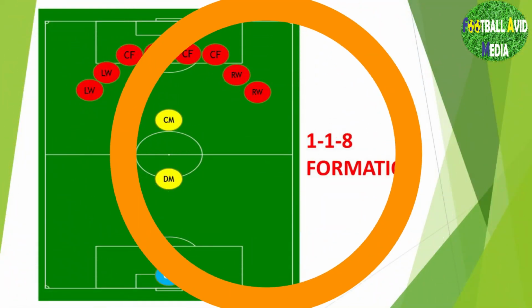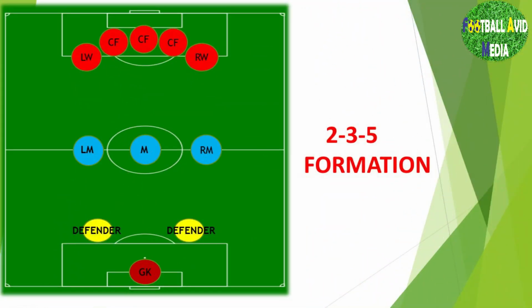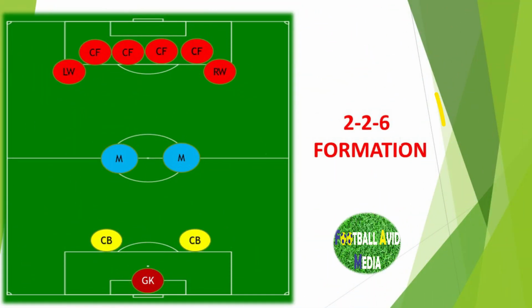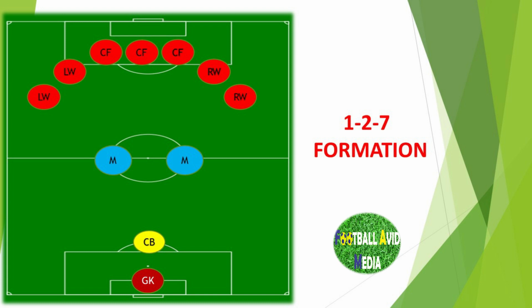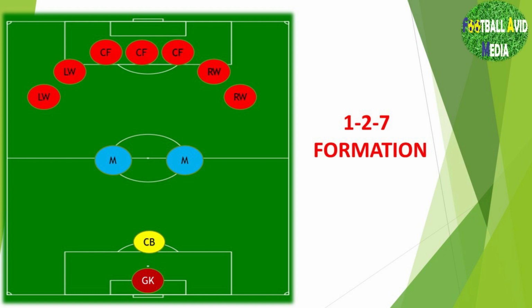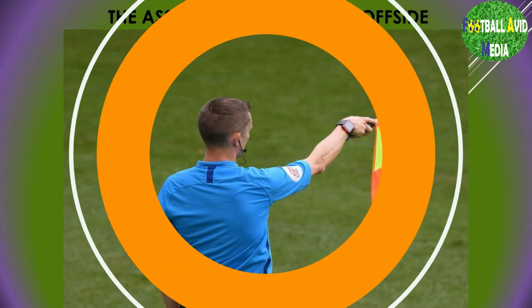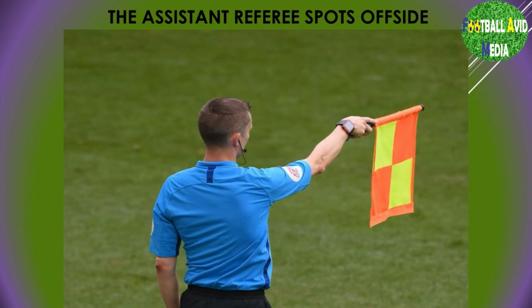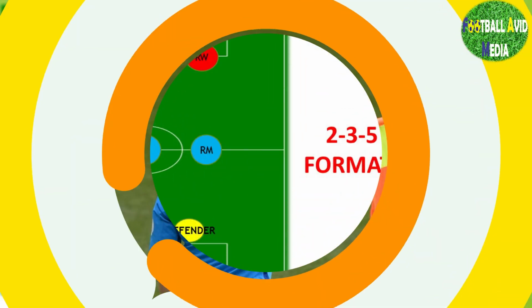The transition from 1-1-8 to 2-3-5 didn't happen overnight, however. Other formations such as 2-2-6 and 1-2-7 were practiced in the middle. With the popularization of the setup, a standardization followed with numbers linked to the position on the field. The introduction of the new offside rule in 1925 began the development of another formation more suited to offside.